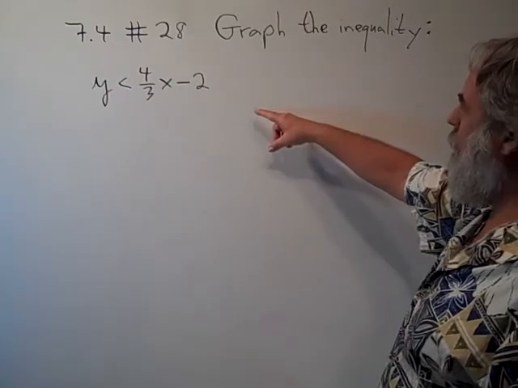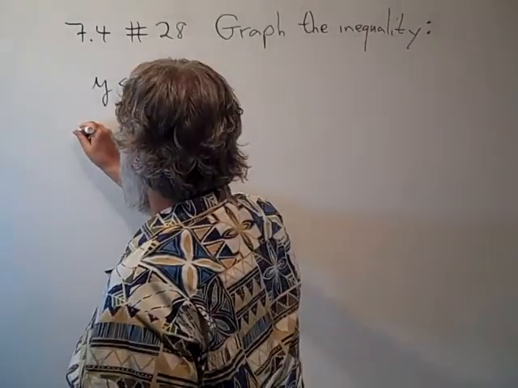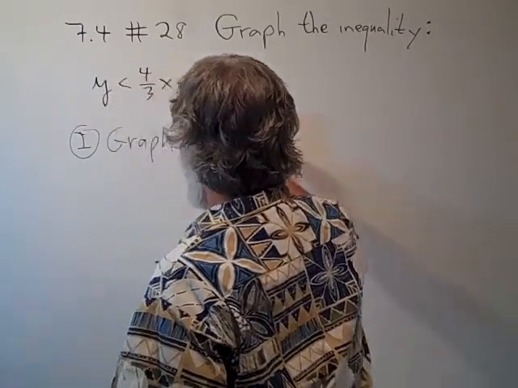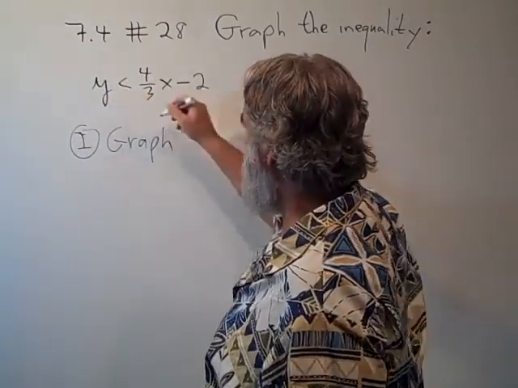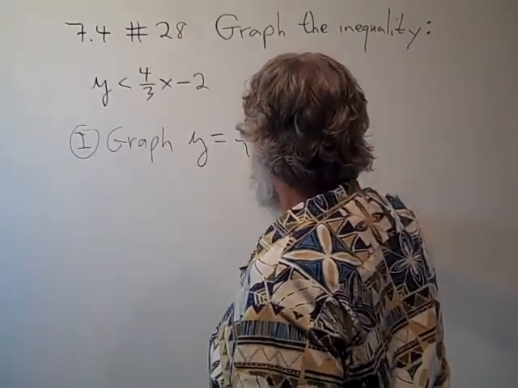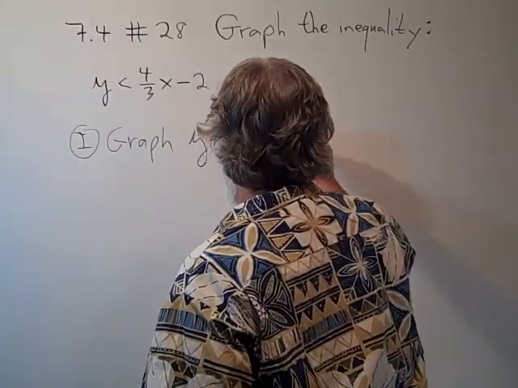Okay, to graph the inequality here, y is less than 4/3 x minus 2, the first step is to graph the line where we make this an equal sign instead of an inequality. So y = 4/3 x minus 2.